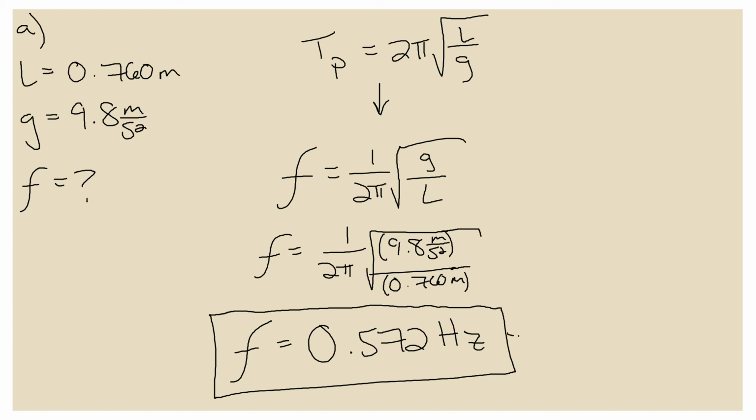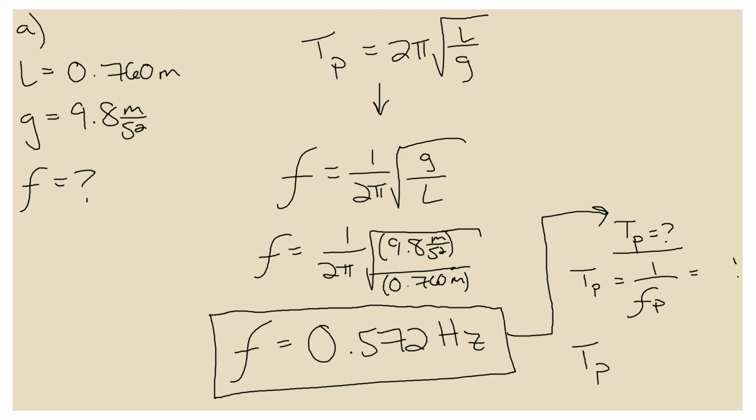And just so we're being clear about it here, if we wanted to find the period just for fun, we could say here that the period is the inverse of the frequency of the pendulum. So if we plug that in, that's 1 over 0.572 hertz. And when you do that math, you end up getting that the period is about 1.75 seconds. And that's it for part A.